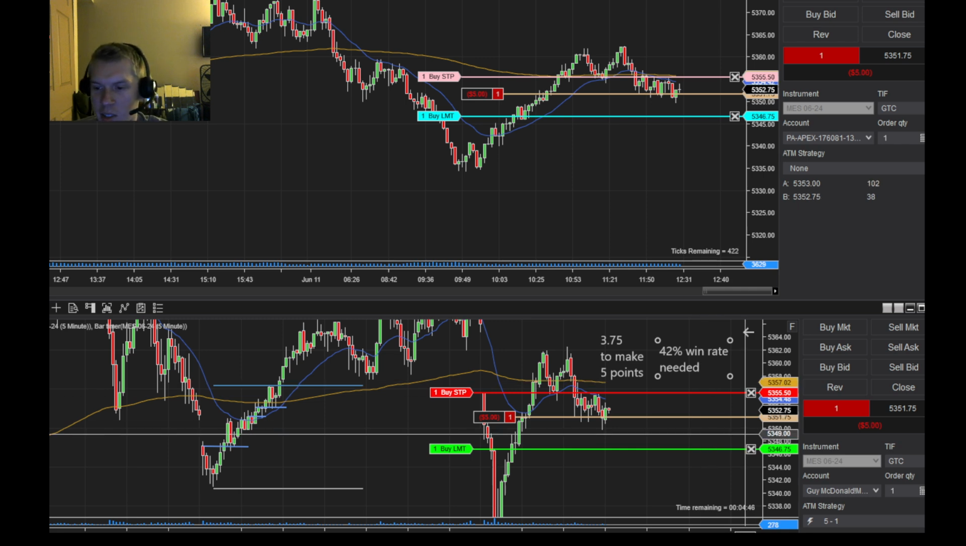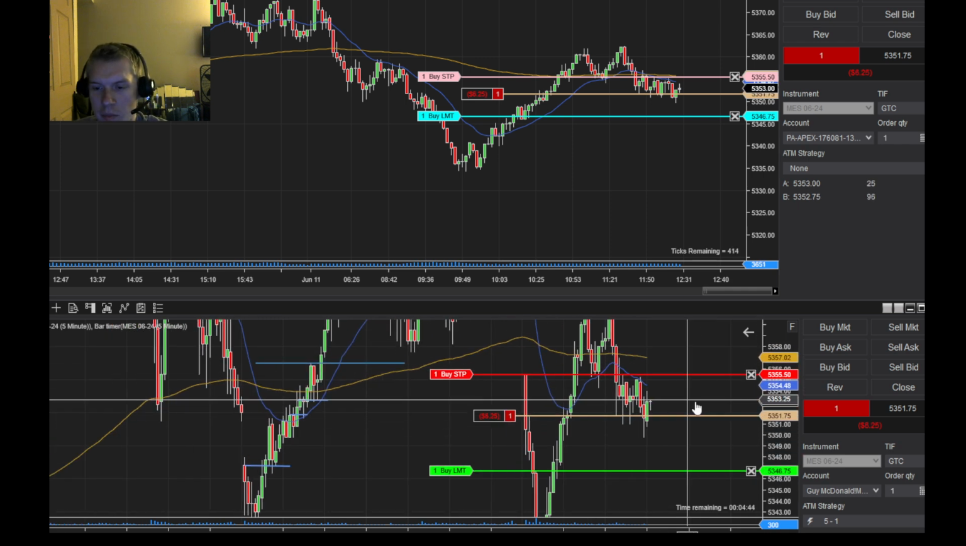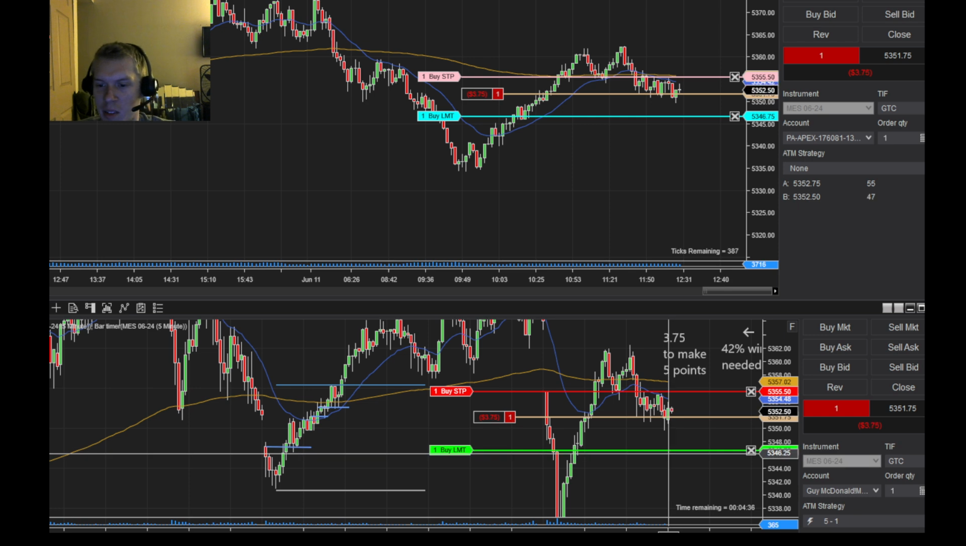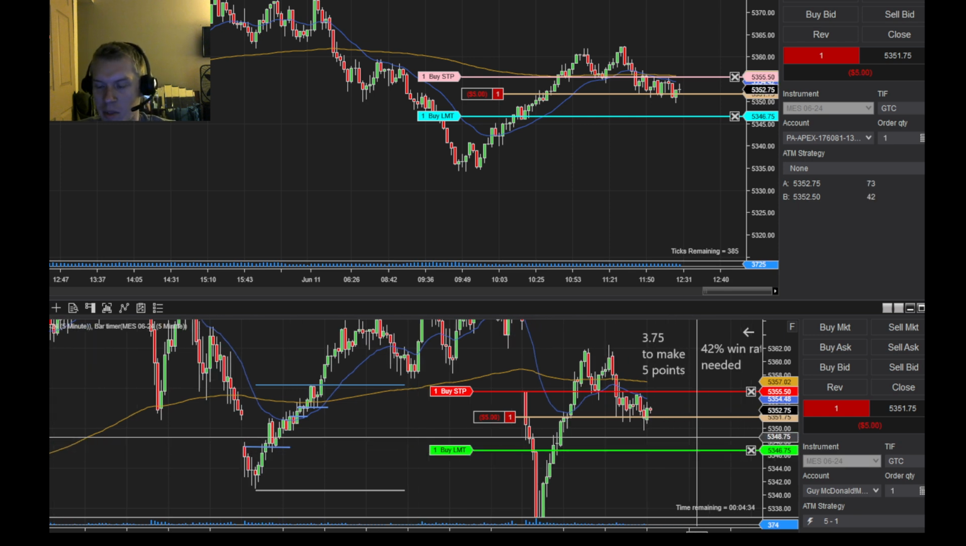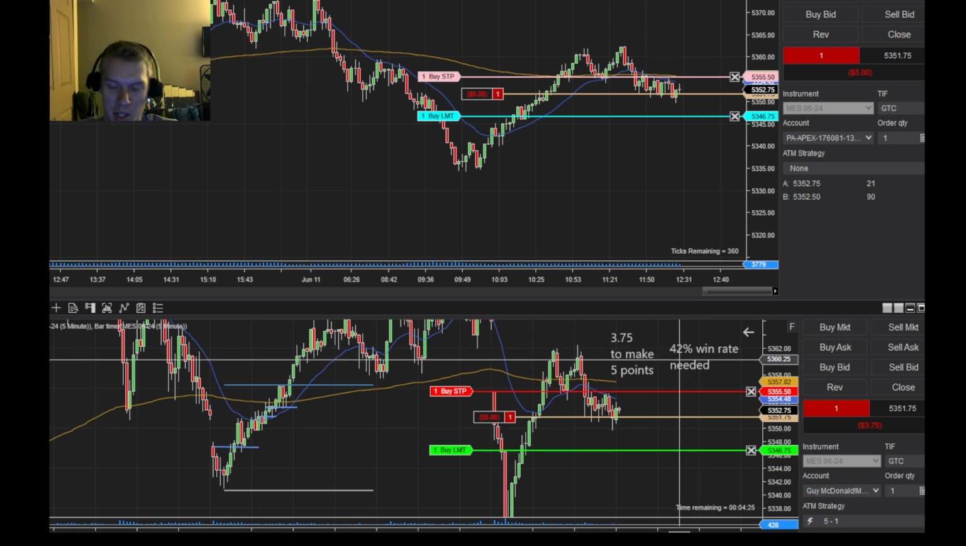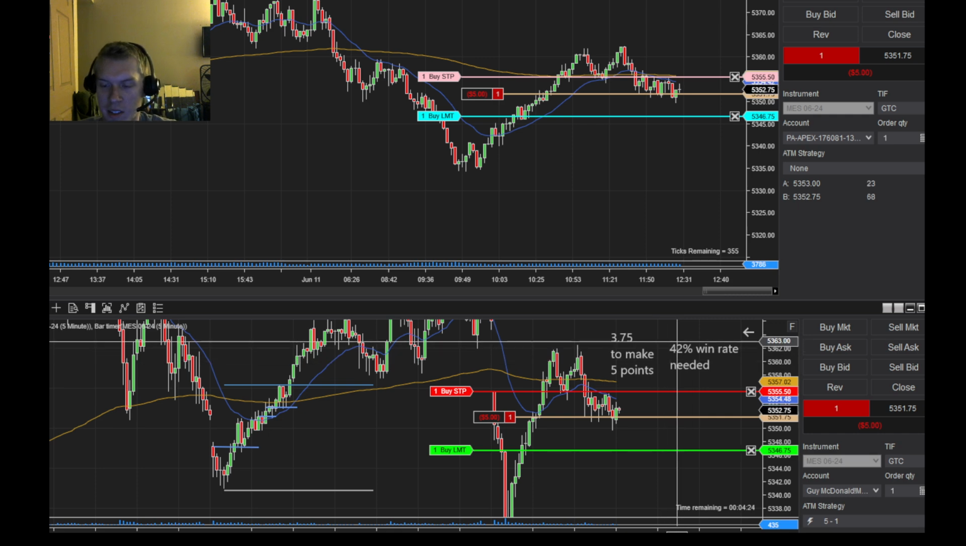Now, when I take this style of trade, I'm expecting to win at least 50% of the time. So I'm expecting to be able to get 5 points out of this 50% of the time. So if I'm going to win 50% of the time, but I only need to win 42% of the time, then that's a profitable trade.